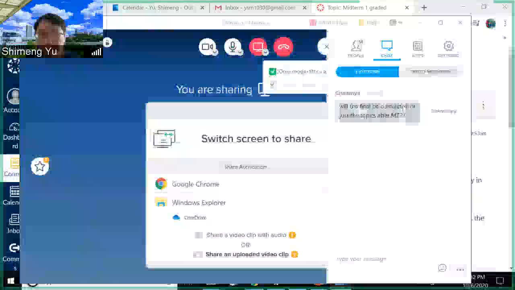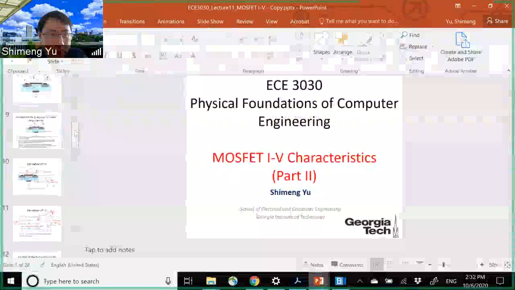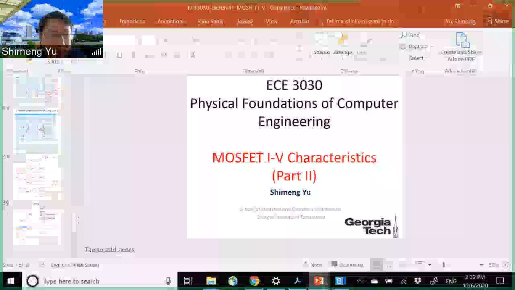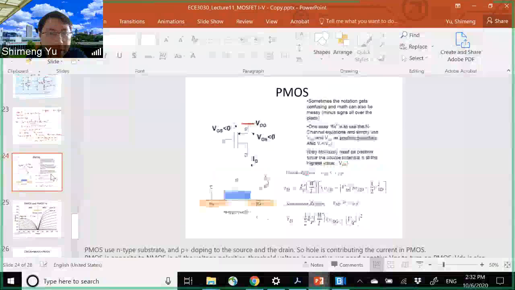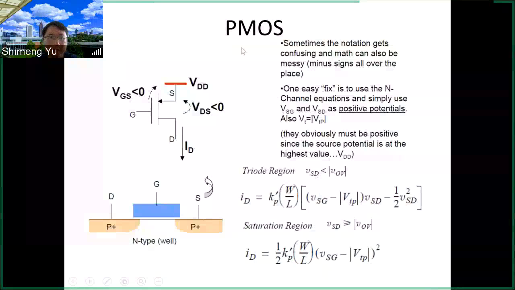Welcome back. So we are going to continue our discussions on lecture 11. We discussed the MOSFET IV, but so far all the discussions are based on the NMOS, the N-type MOSFET. Today we are going to discuss the PMOS, the P-type MOSFET. First of all, the structure of the PMOS is something like this.